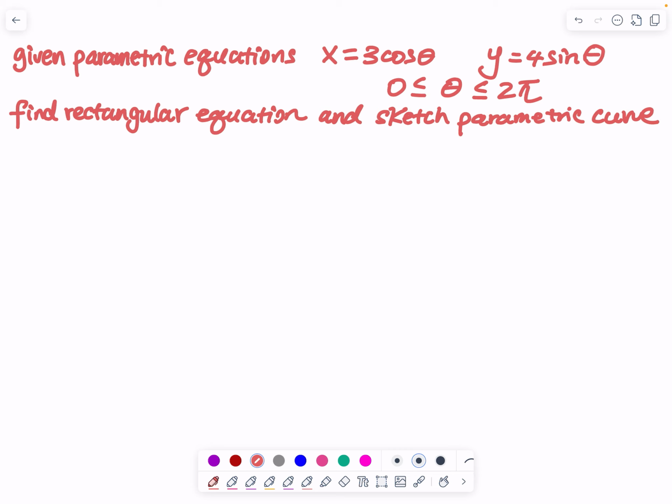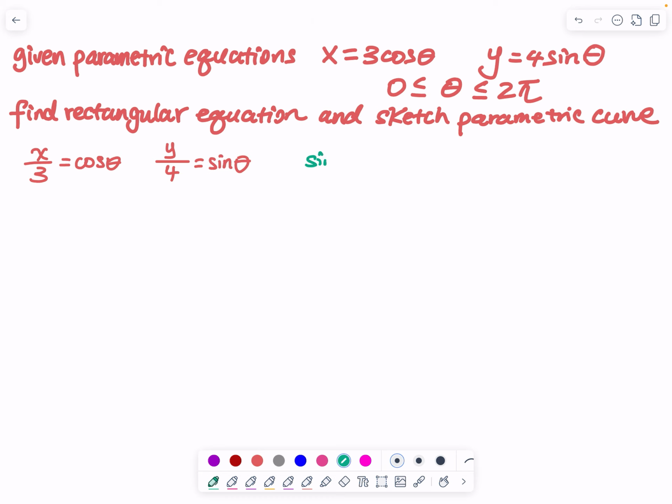I see a cosine and a sine. That reminds me of one of the Pythagorean identities, sine squared plus cosine squared equals 1, or cosine squared plus sine squared equals 1. Then we need to isolate the sine and cosine on one side. Starting from there, I have x over 3 equals cosine theta, and y over 4 equals sine theta.